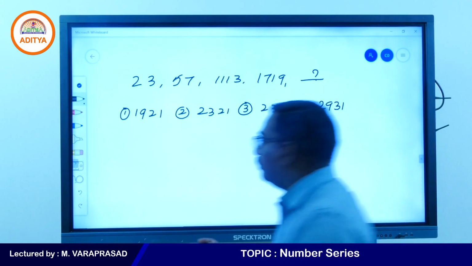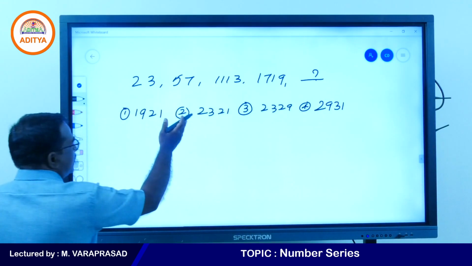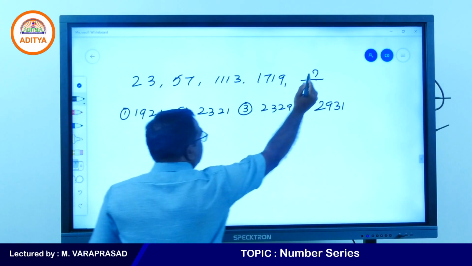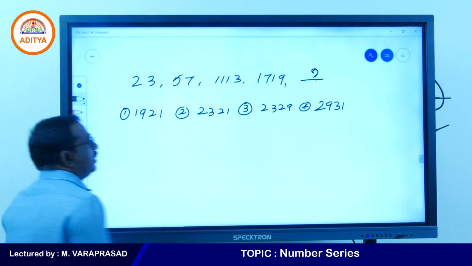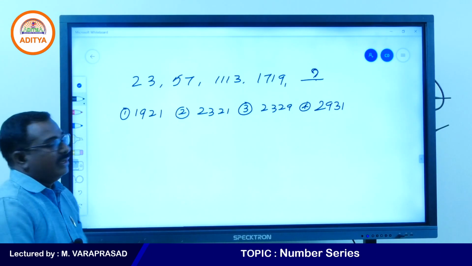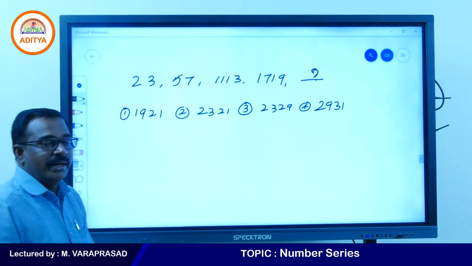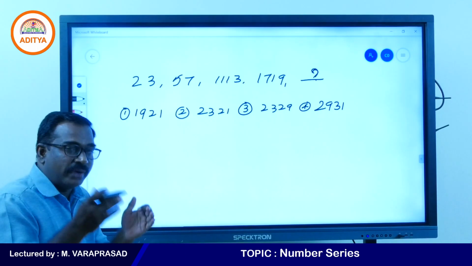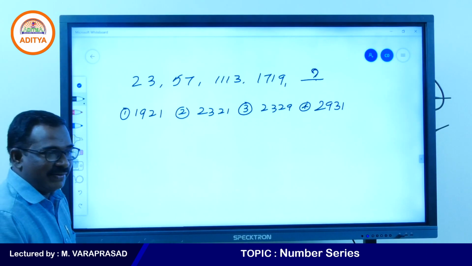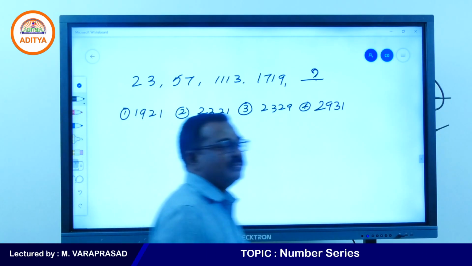A series of numbers is given. 2, 3, 5, 7, 11, 13, 17, 19. What will you get here as the next one? What option will you get as the answer? A small logic will be there. A different pattern will be there. You need to find out with your beautiful brain what logic is given. What is the answer for this question?